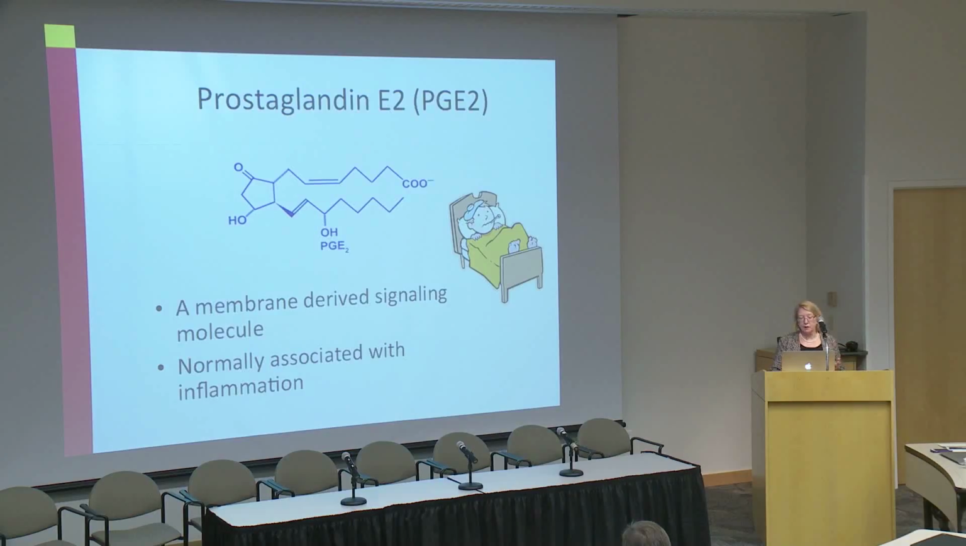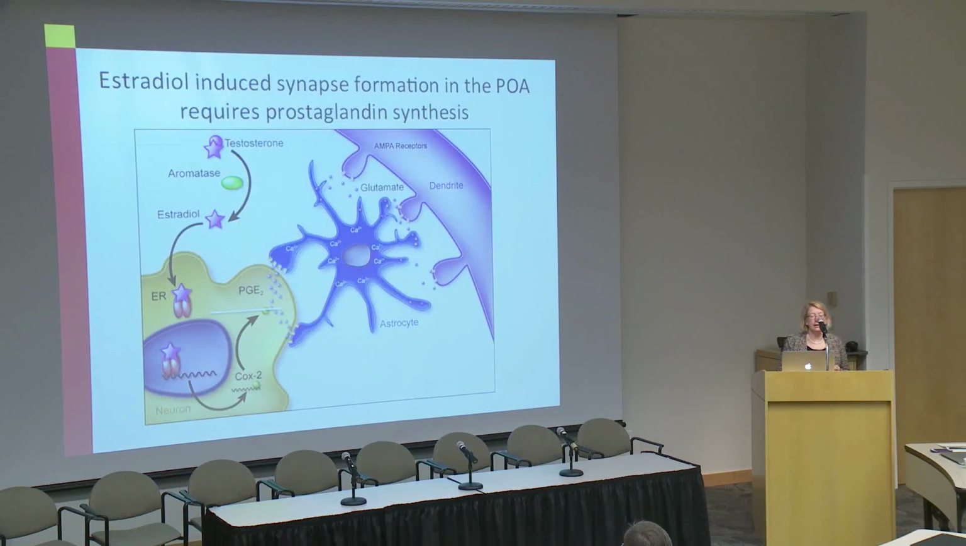So through a series of studies, an MD-PhD in the lab, Stuart Amateau, worked out a model system that showed that testosterone-aromatized estradiol binds to the estrogen receptor and leads to the transcription of the cyclooxygenase gene, which leads to production of prostaglandin E2. This acts on neighboring astrocytes to cause glutamate release in a calcium-dependent manner and cause the formation and stabilization of dendritic spines by activating the AMPA receptor. And so we got pretty far in this story about 10 years ago.